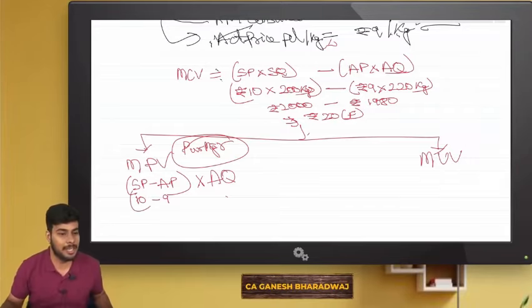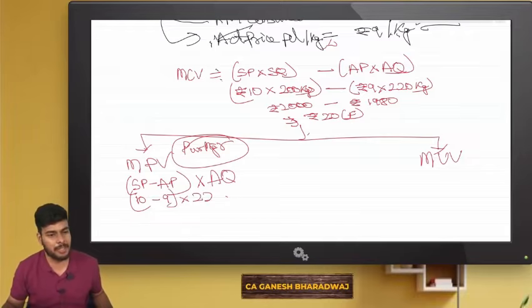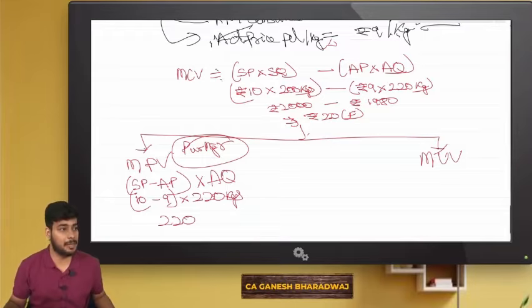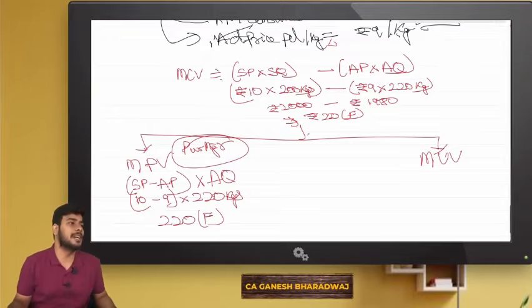So what I do here is multiply it with, for each of the 220 kgs, what was the efficiency level I'm trying to find out. So how much is this? 10 minus 9, the whole into 220. How much is this? 220. Adverse or favorable? The entire thing is favorable. Are you getting it?